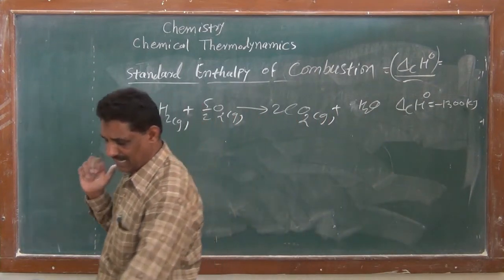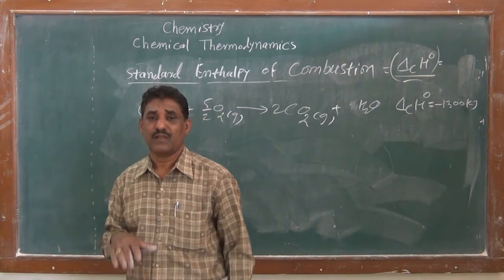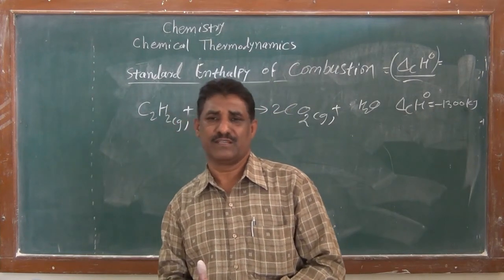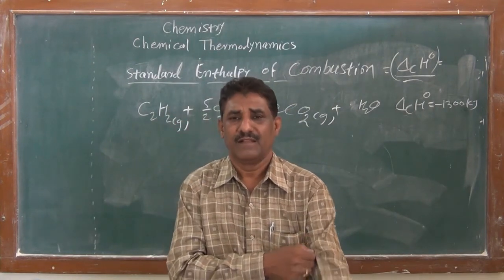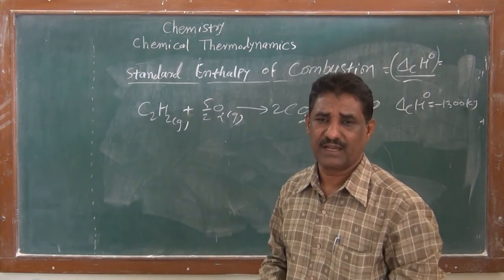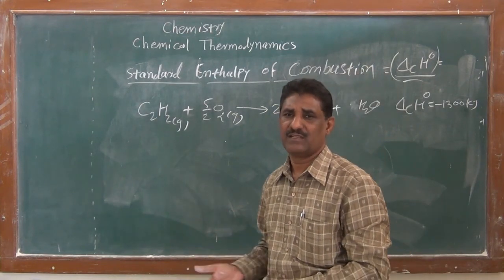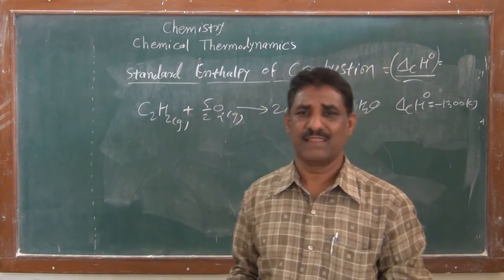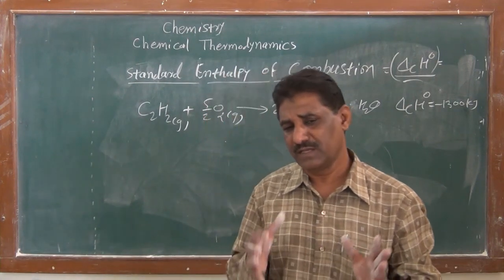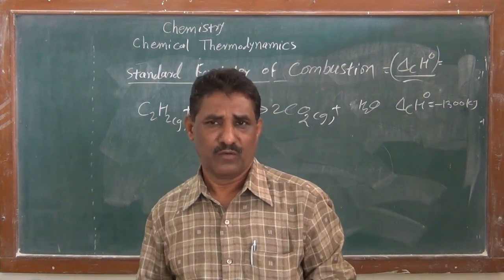Here we completed the standard enthalpy of combustion. Today we saw the thermochemical equation. In that we saw enthalpy of reaction, endothermic reaction, exothermic reaction, standard state, and how to write the balanced chemical equation. Then we saw standard enthalpy of formation of compound, then standard enthalpy of combustion. These points we discussed today, and now we have stopped here.